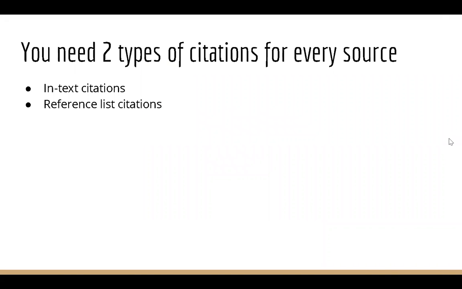For every source you have, you're going to need two types of citation. You'll need an in-text citation, which occurs in the middle of your writing, and you'll need a reference list citation, which occurs at the end of your work.